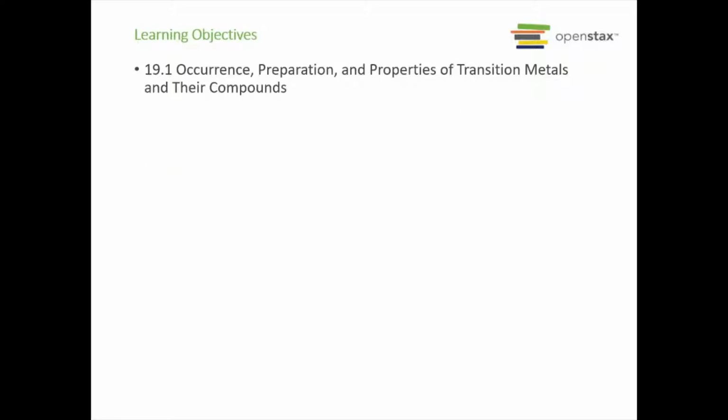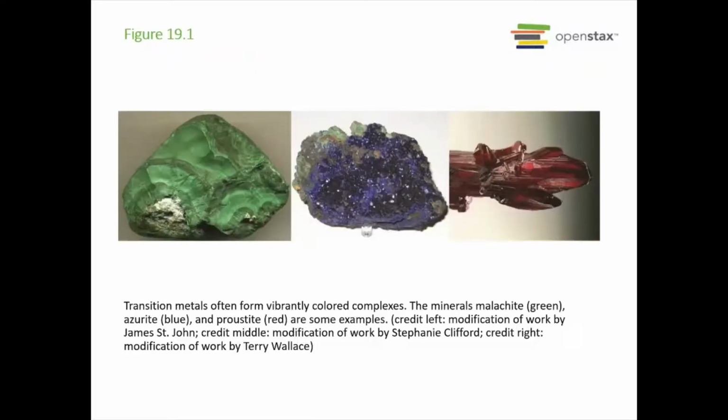So we're going to start off with 19.1, the occurrence, preparation, and properties of transition metals and their compounds, and that's basically our learning objective also. Here's just kind of a start for you. These are some beautiful complexes. Transition metals tend to form these beautiful colored complexes. You have malachite, azurite, and prostite. And we're going to talk a little bit about how they form these colors. That'll be in 19.3, but we're going to talk more about the complexes that they form in this section.